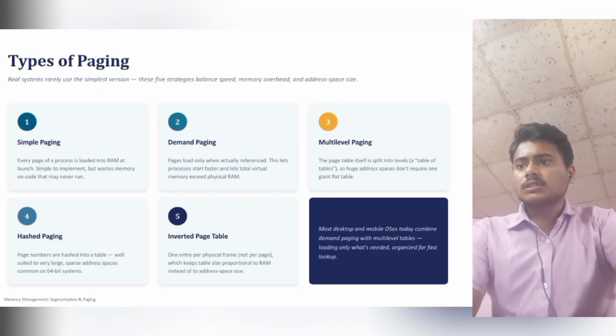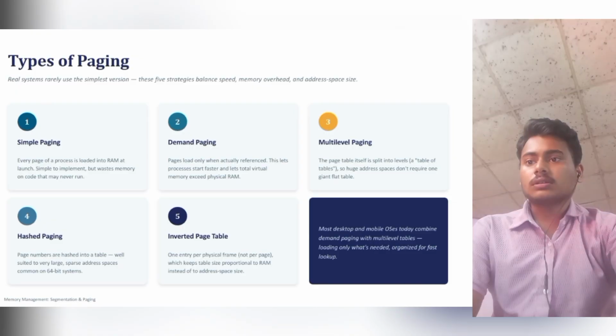The program never sees any of this happening. It just thinks it uses address 9500. The translation happens quietly every single time. Now let's look at how real systems use paging in practice.